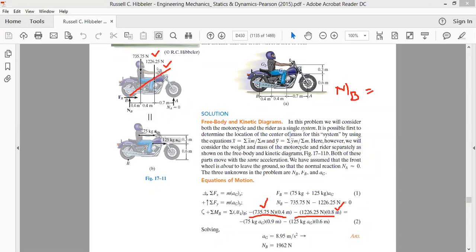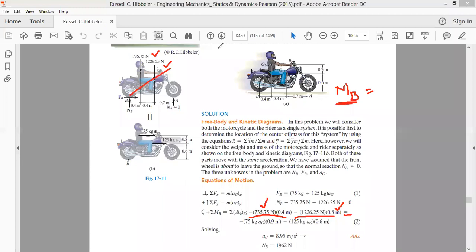So when you are taking the moments, when you are using MB, you have to take the moments because of the forces which are not created by the acceleration. So we are having these reaction forces which create moment at point B. They have to be equal to the R cross F, the moment because of the forces which are because of acceleration.